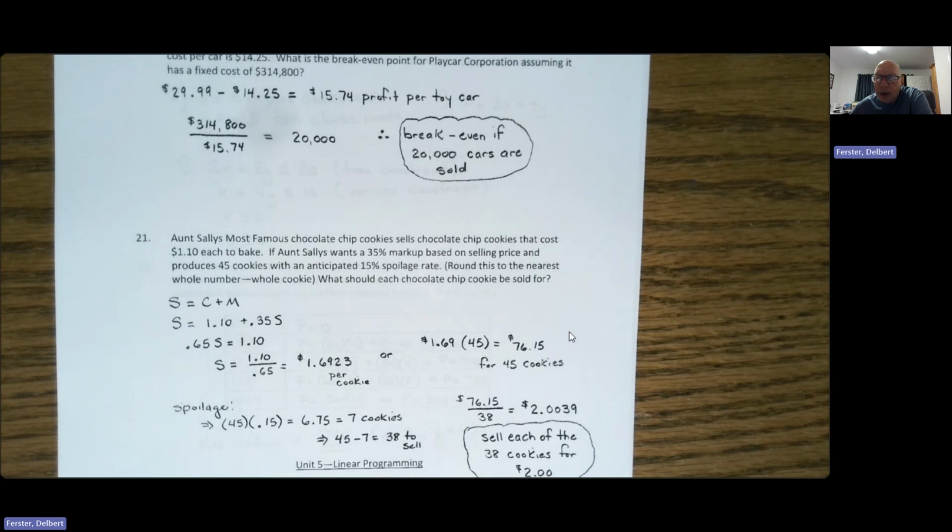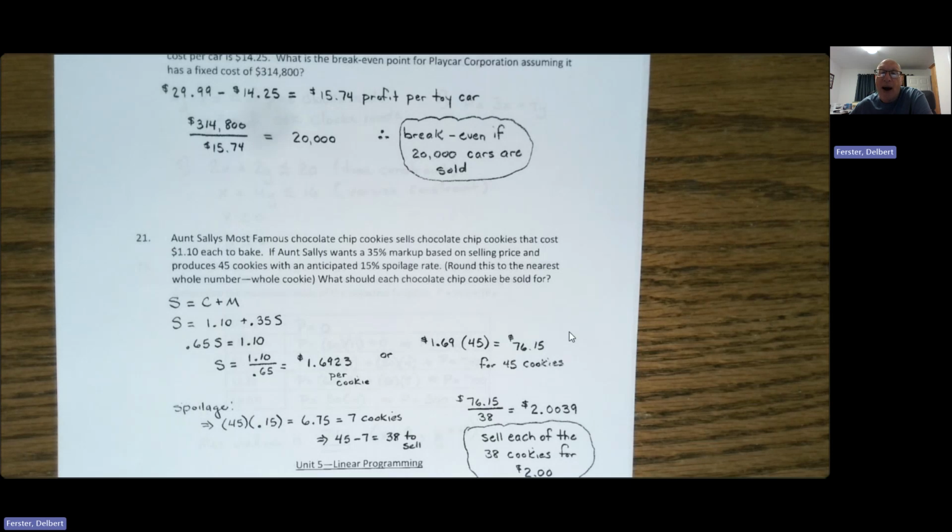So we'll start with S equals C plus M. Cost per cookie is $1.10. We're looking for a markup of 35% of selling price. We've seen this previously, so we'll represent the markup as 0.35S. We have to condense those S terms to one side, so we're going to subtract the 0.35S. That's how you see 0.65S equals the 1.10. So we're going to find our selling price for each cookie by dividing that 1.10 by 0.65. Again, we're going to round this off to dollars and cents, so we're looking at $1.69 per cookie.